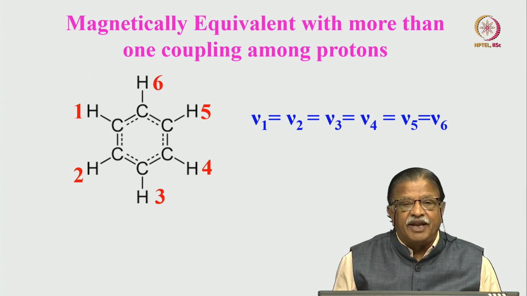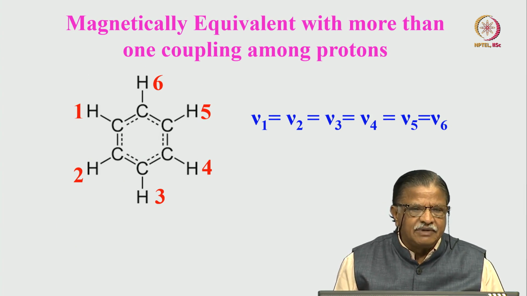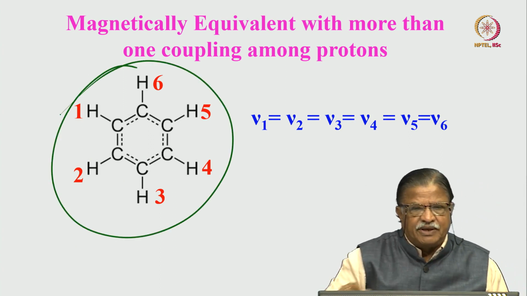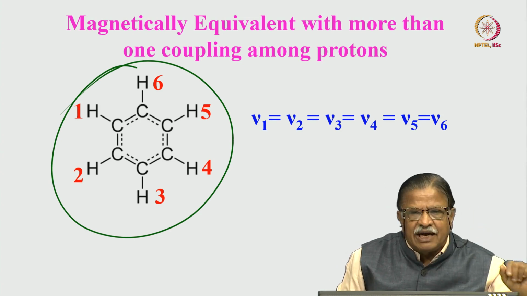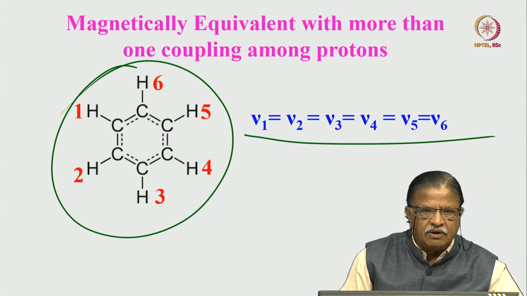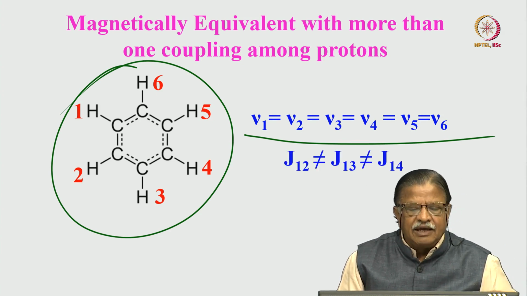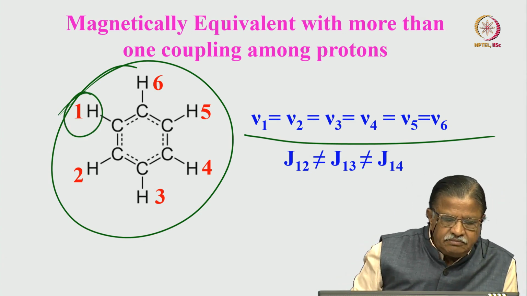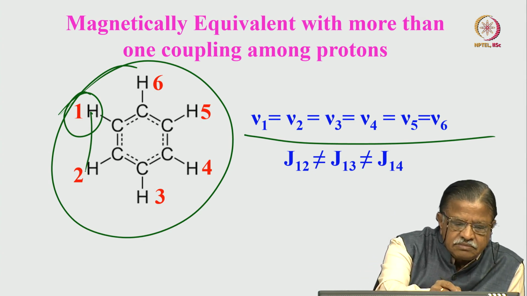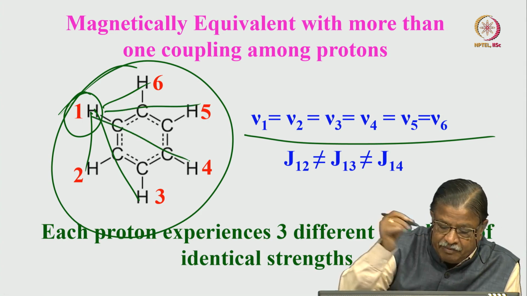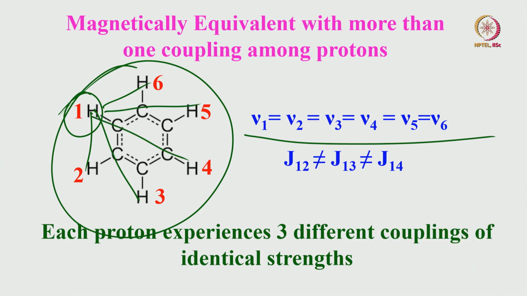Go to the example of benzene. We all know benzene has 6 protons. All the 6 protons of benzene come at the same chemical shift; all of them have the same resonating frequency. At the same time, each proton can experience 3 different couplings. Consider this proton 1: it can have an ortho coupling, a meta coupling, and a para coupling. Each proton experiences 3 different types of couplings, but the couplings are identical from proton to proton.